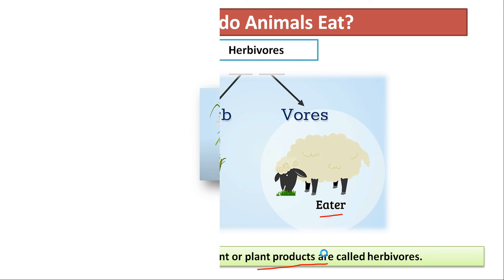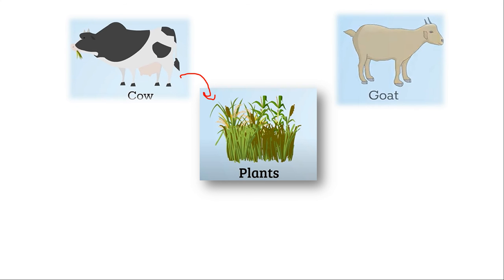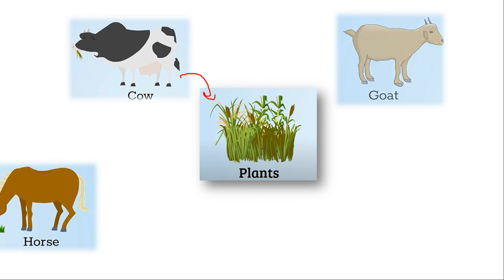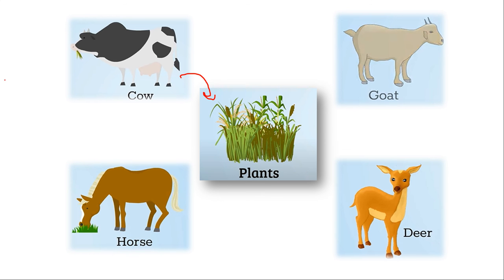For example, cow. If you give cow an egg, she will refuse it. She will not eat it because cow is an herbivore and cow only eats plants. What are the other examples of herbivore? Goat is a herbivore animal too. Horse is a herbivore animal too. Deer is a herbivore animal too. So the examples of herbivore animals are cow, goat, horse, deer, etc.